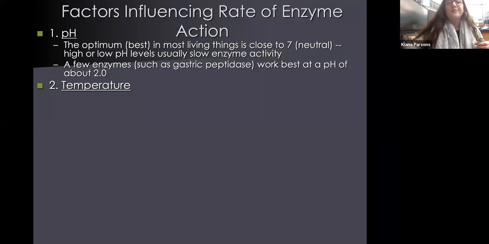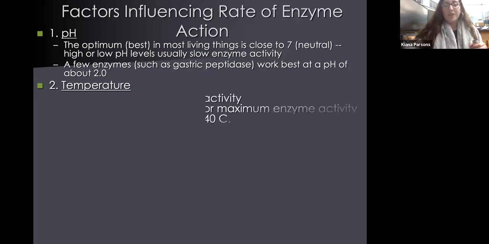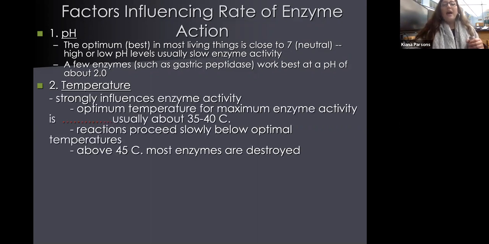Pretty cool. Another factor that influences the rate of enzyme action is temperature. So temperature strongly influences enzyme activity. An optimum temperature for maximum enzyme activity is usually about 35 to 40 degrees Celsius, which you may recognize as about the human body temperature. Reactions proceed slowly below optimal temperatures or above optimal temperatures. And above 45 degrees Celsius, most enzymes are completely destroyed.